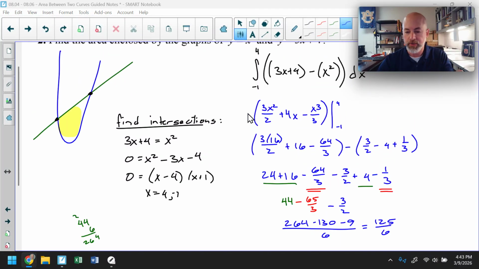Okay, that took me entirely too long. Turned out that was not where my mistake was. My mistake was somewhere else, but I ended up fixing it, after forever, and I ended up getting 125 over 6, and I hope this is not a multiple choice question because those fractions were brutal.